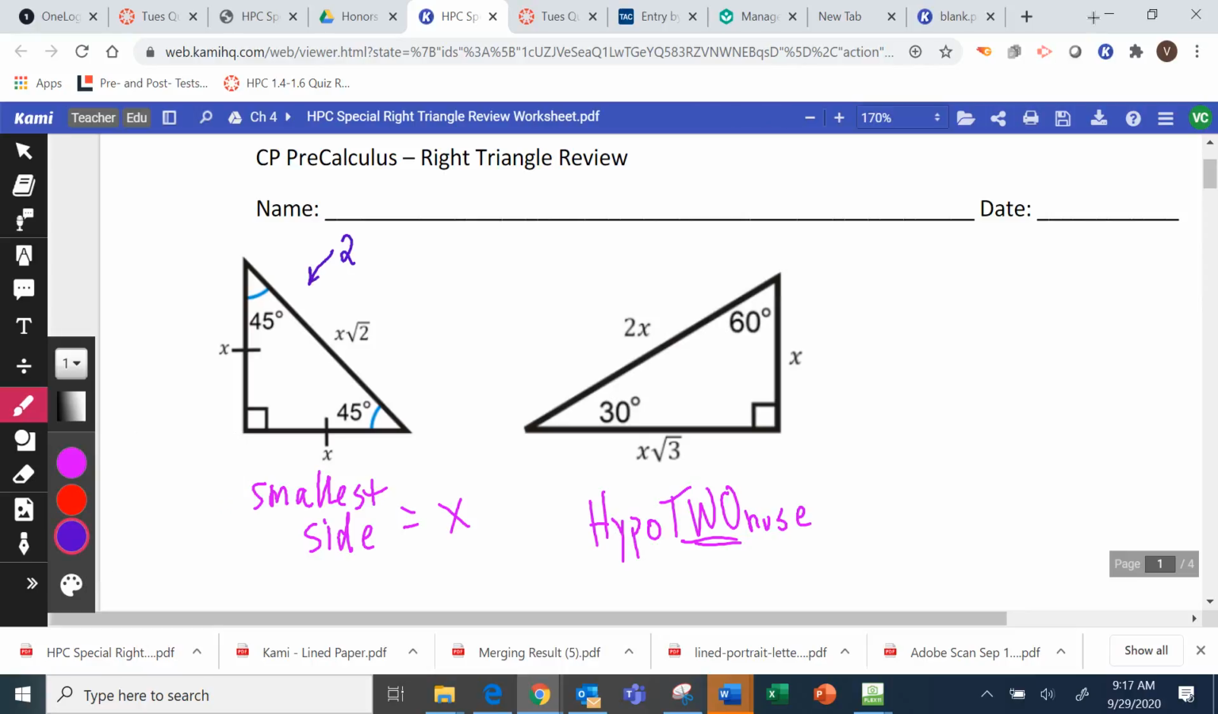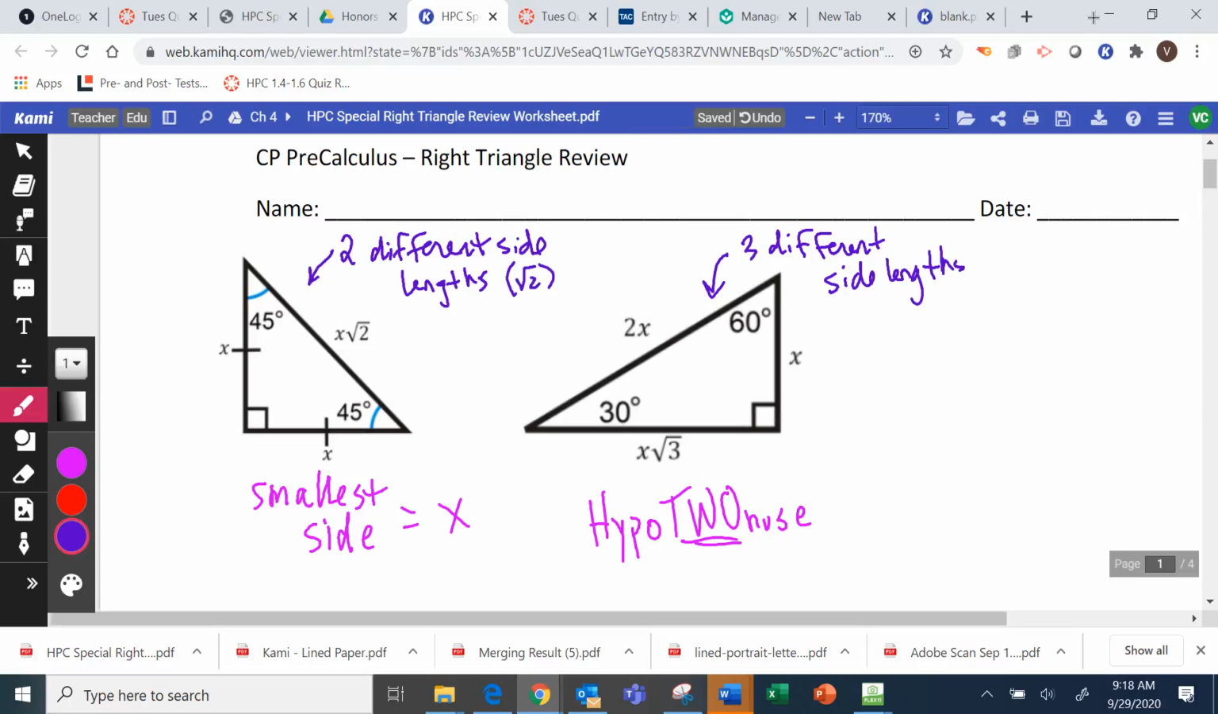This one has 2 different side lengths. Right? One is x and one is x radical 2. This one over here has 3 different side lengths. And if I'm thinking about the number of side lengths with the radical, I can remember which one has the radical 2 and which one has the radical 3. The number of side lengths is the radical that I'm using in each. This is just like a coincidence that helps me remember which is which.